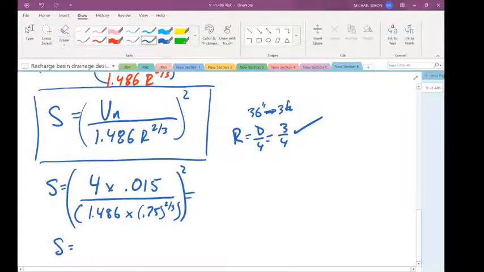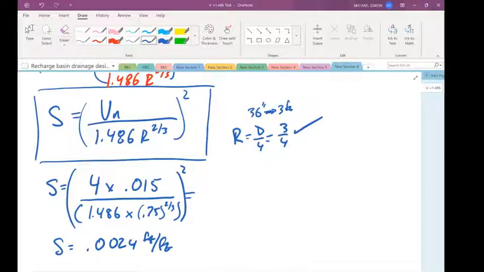So let's see, 0.75 raised to the 2/3 power, times 1.486. Flip that over, times 4, times 0.015 squared. That gives 0.0024. And usually for slope, we take it out to 4 decimal places, because when you turn that into a percentage, we lose a couple decimal places.